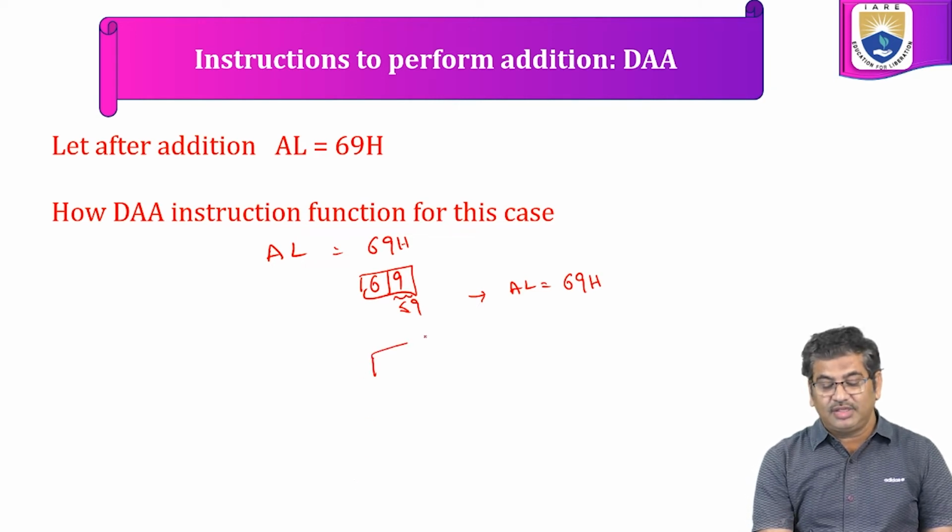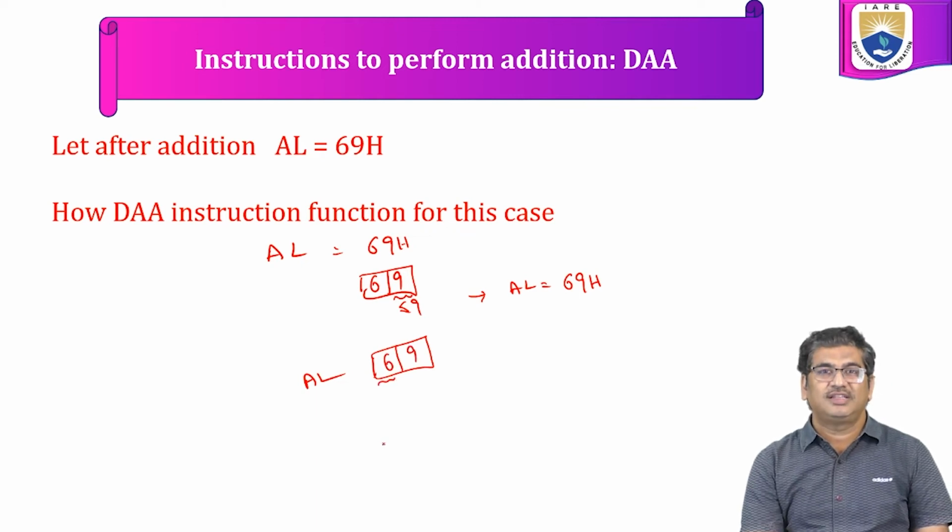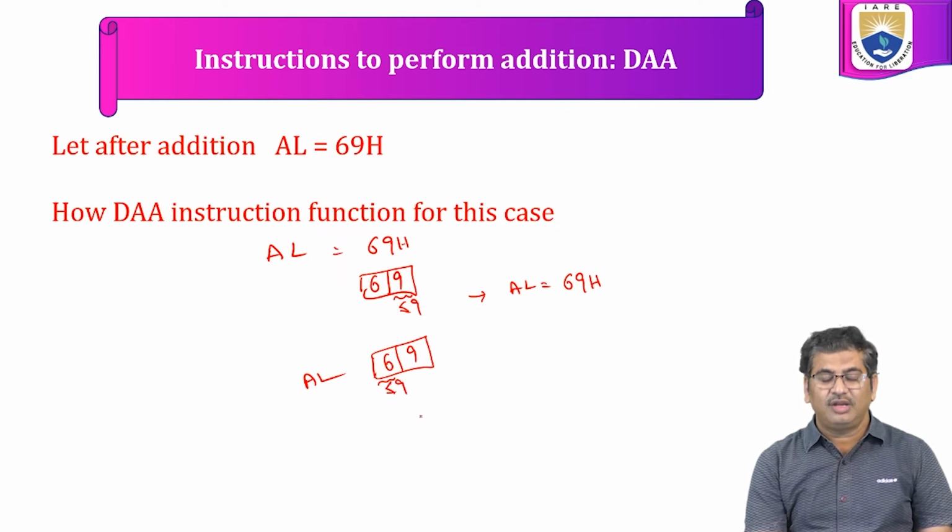The second step is again take the AL register contents, examine for upper nibble. In this case, the upper nibble is 6. As it is a valid BCD number and it is less than or equivalent to 9, don't alter the contents of the AL register. So the result after the DAA instruction for this case is AL is equivalent to 69H.